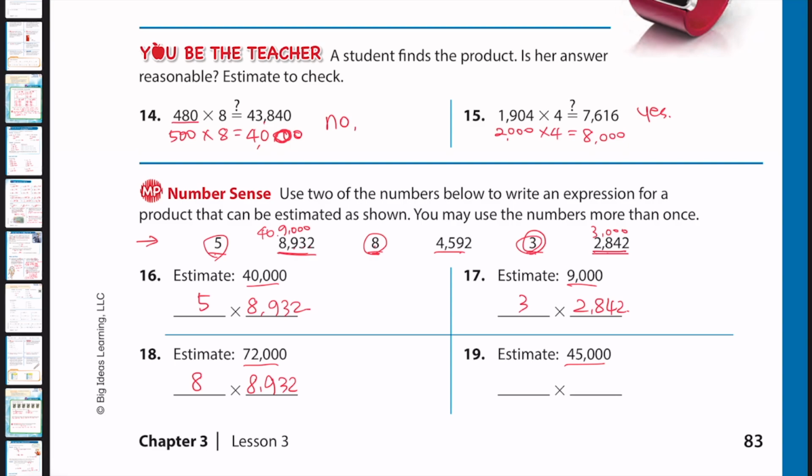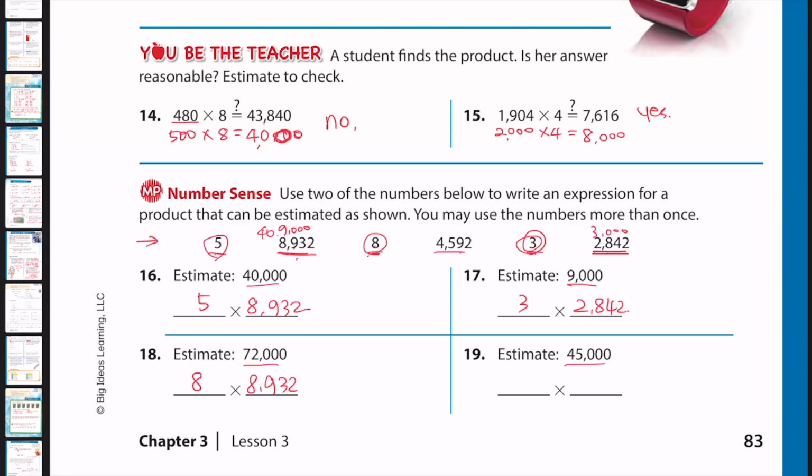Okay, you need to apply these two numbers and check if you can find something. All right? Otherwise, it's going to be very hard. So please try to find out, and check your answer. That's it. And the estimate is what? 45,000. Okay, now let's go.